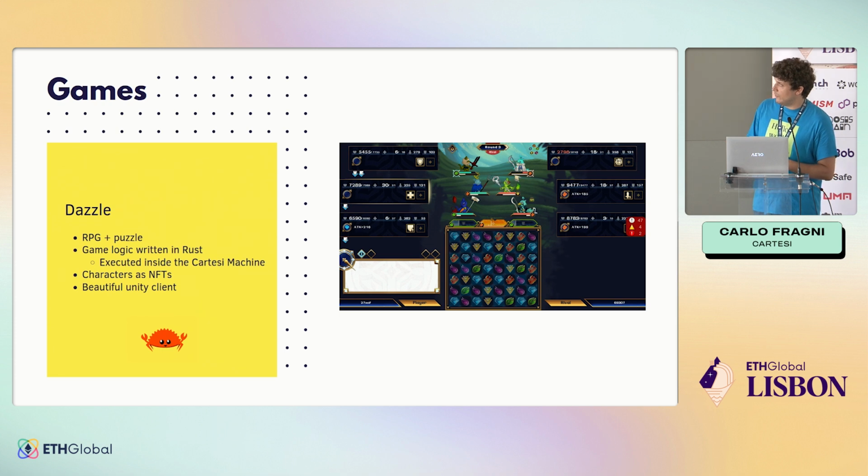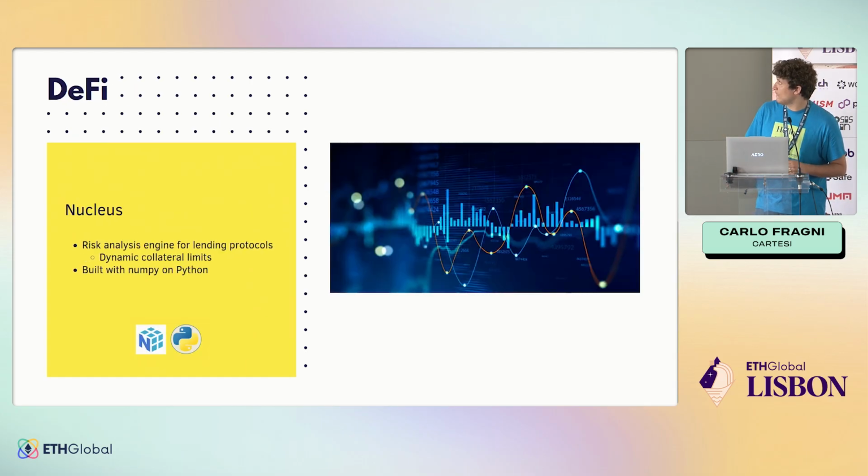The client itself is done in Unity. It's pretty beautiful. It's got some pretty nice effects, 3D characters that they use as NFTs. And the game logic they built in Rust and runs inside the Cartesi machine. So each match you can just run your own node, check that it checks out, that nothing was tampered with. If someone tries to tamper with it, you can just prove they're wrong and enforce the correct result.